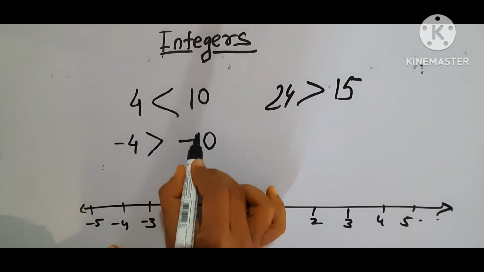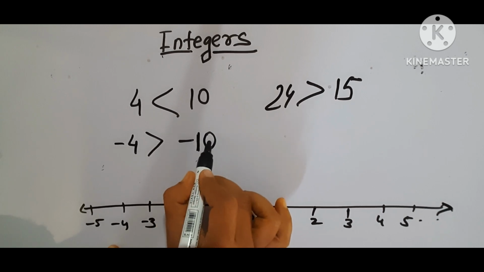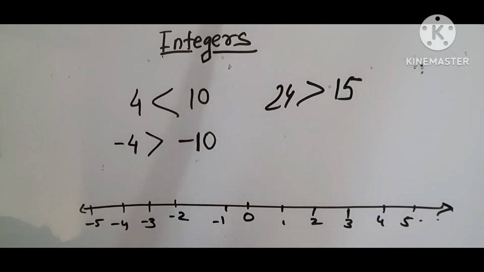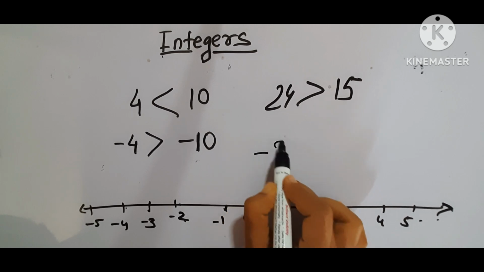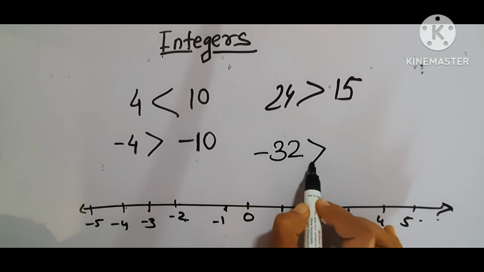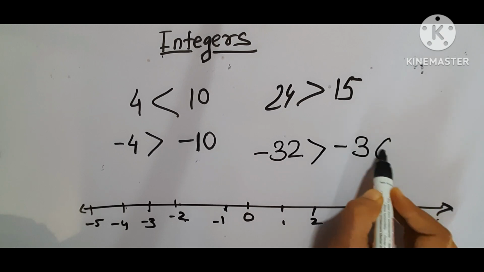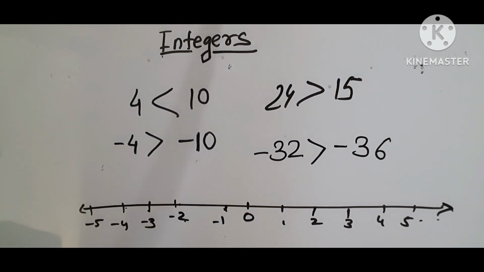Number with greater numerical value is smaller. So it is opposite to that of positive integers. In this case, -2 is greater than -4. -1 is greater than -3. So number with greater numerical value is smaller. In this case, -32 is greater than -36. That is the case with negative integers. Numbers with greater numerical value are actually smaller.